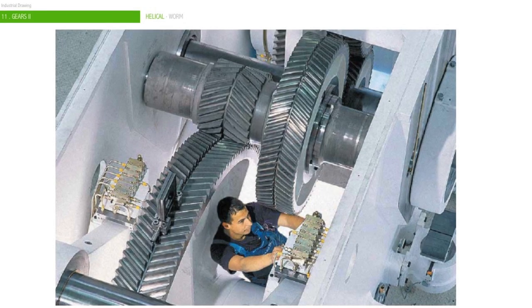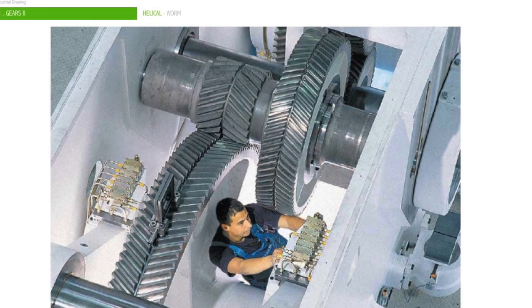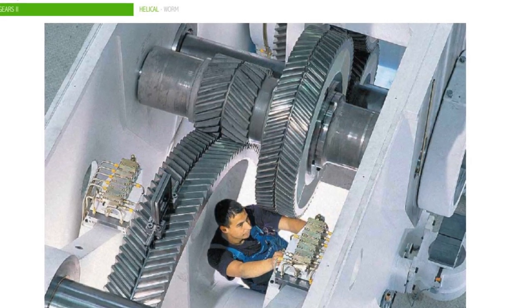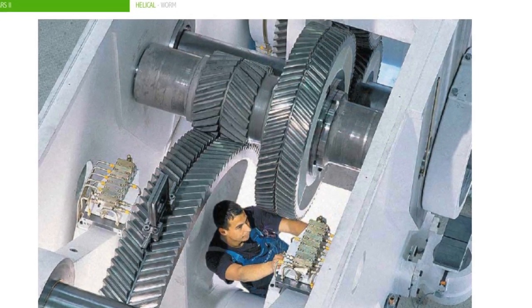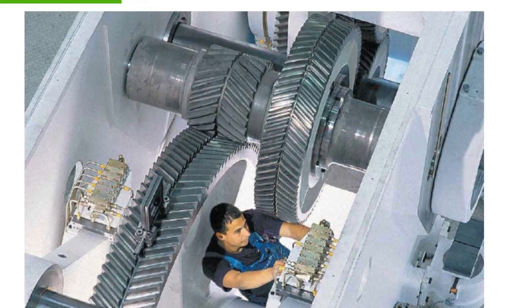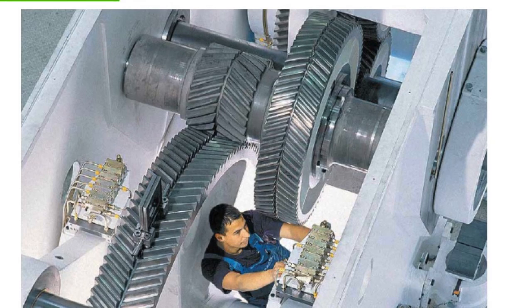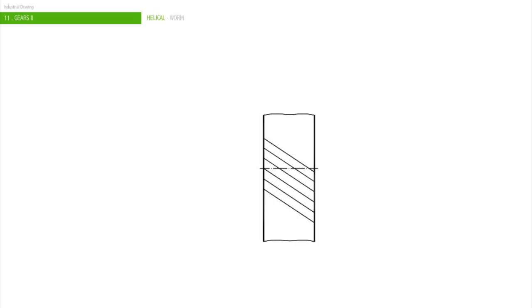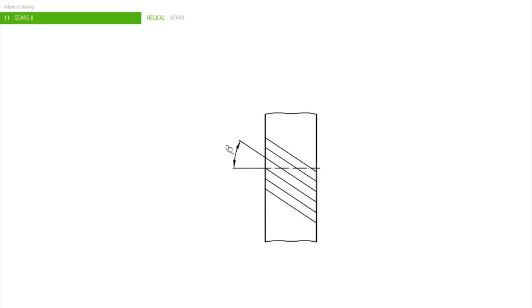Remember from the last lesson that a helical gear is a spur gear where the edges of the teeth are inclined. Why? The engagement of teeth is gradual and not abrupt. Here you can see a profile view of a helical gear. Let's call the angle of the teeth beta.